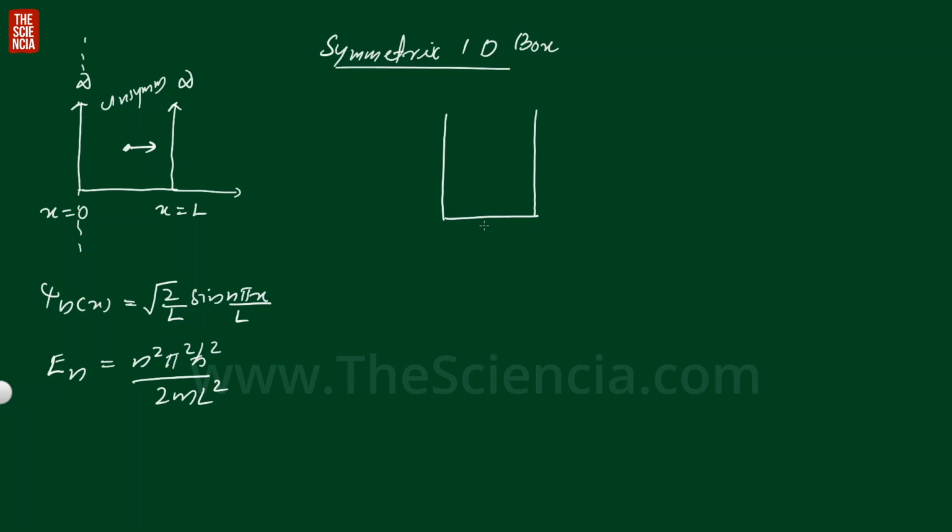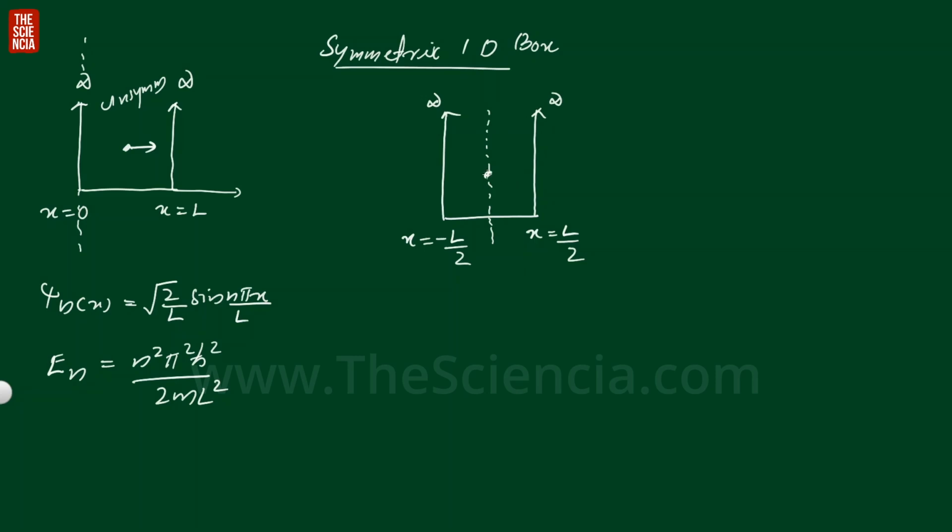What is the symmetric box? So we are taking the origin at this location, that is, this is our x equal to 0, and let us consider the box is of total length L, that is, this is x equal to minus L by 2 and this is x equal to L by 2. So the total length is L, right? And these walls go up to infinity.